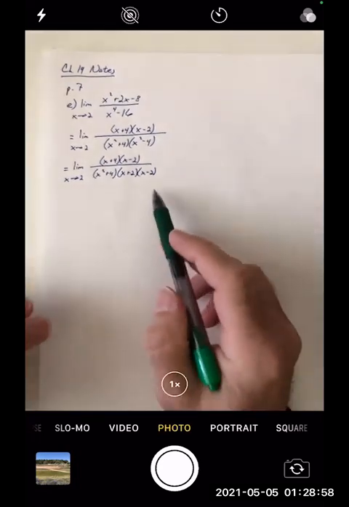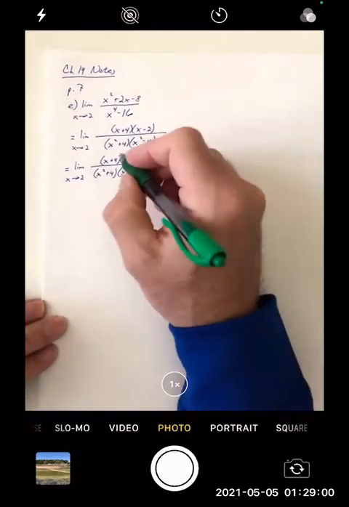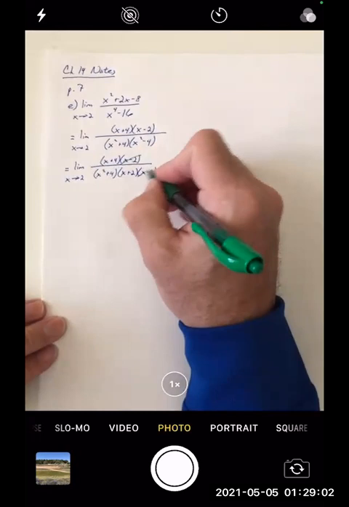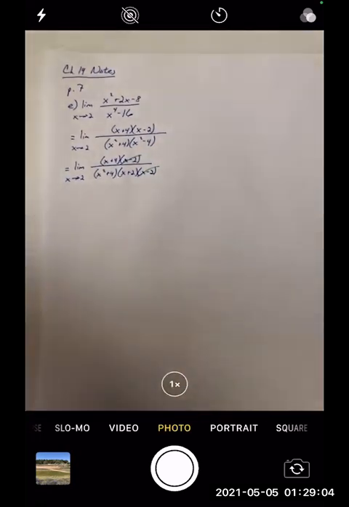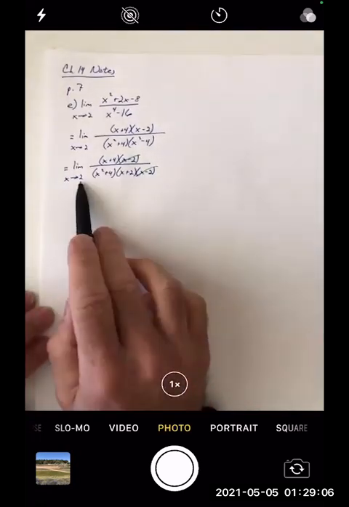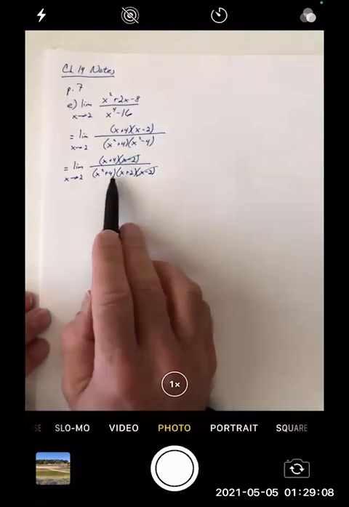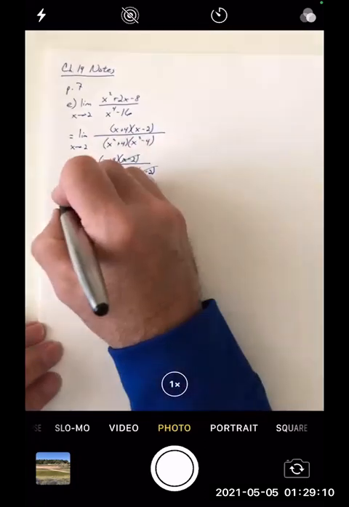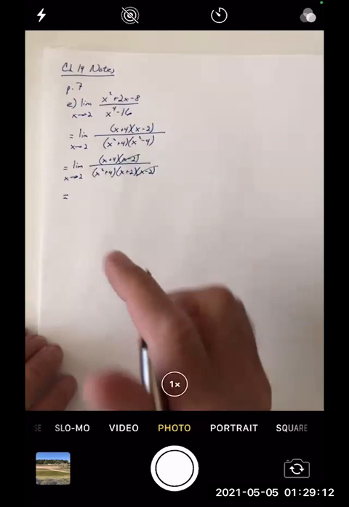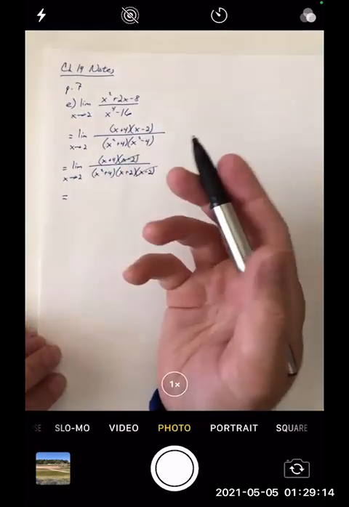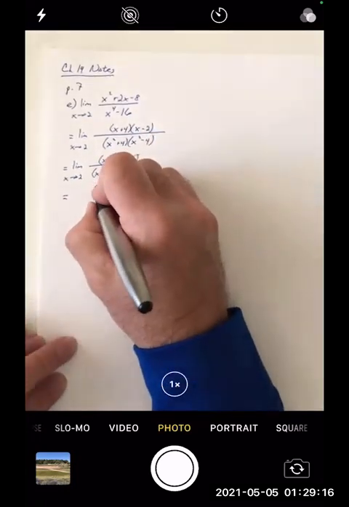And now you have an x minus 2 on top and bottom that you can cancel out. So those are out. And so now if you plug in x equals 2, you can actually get an answer. So if you plug it into the top, that would just give you 6.